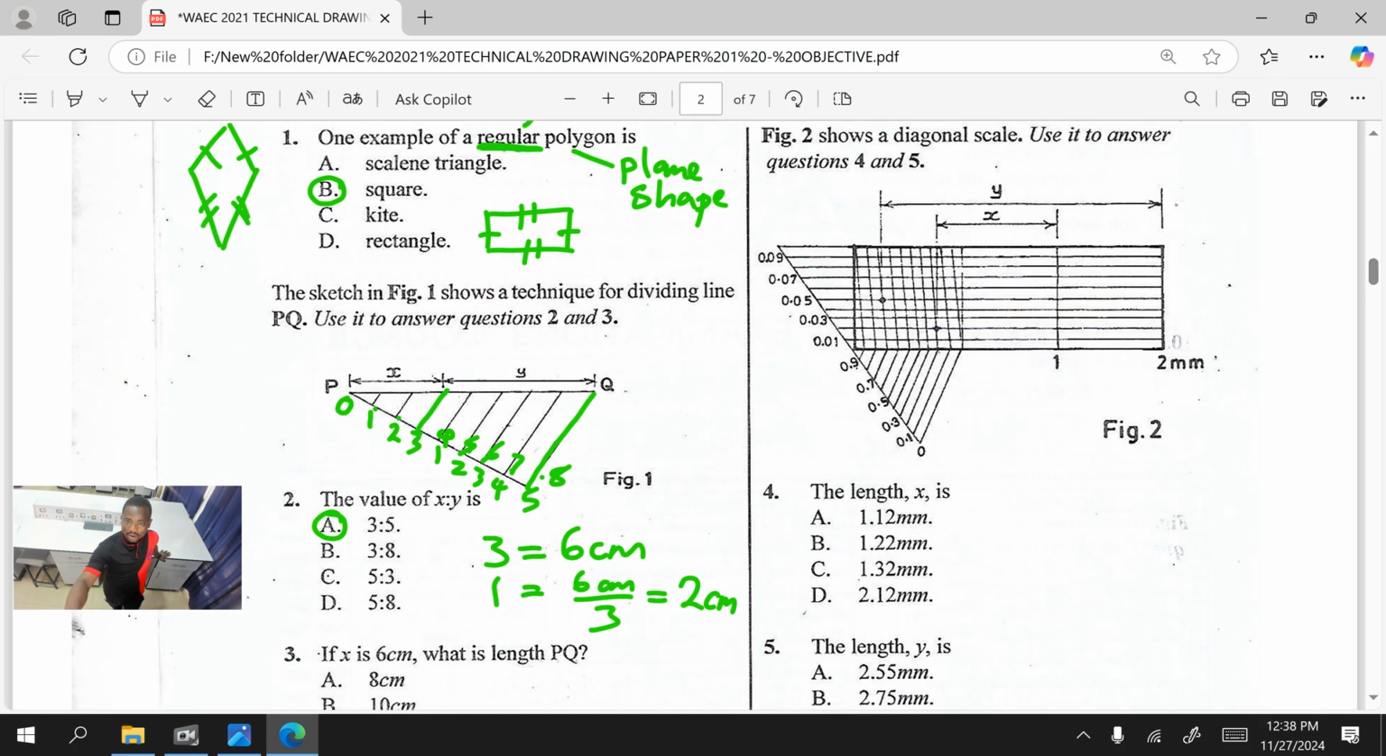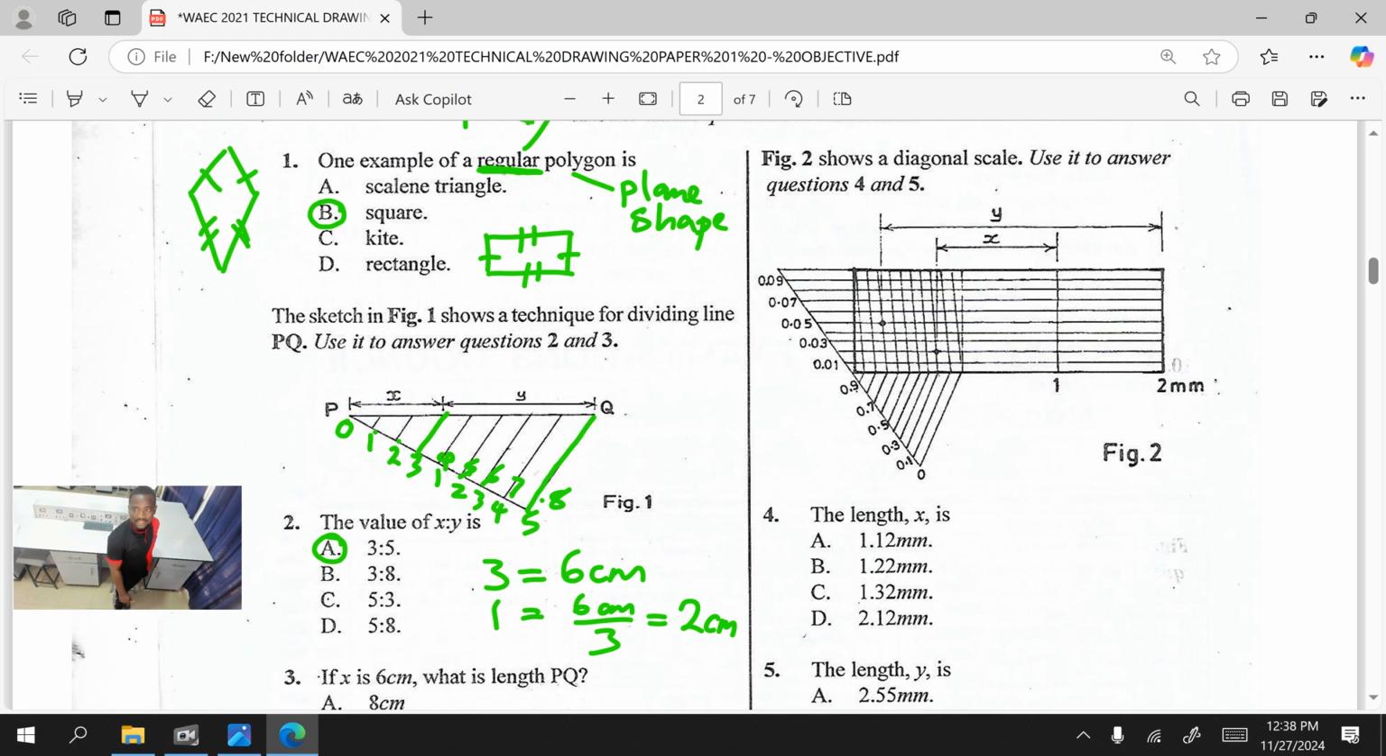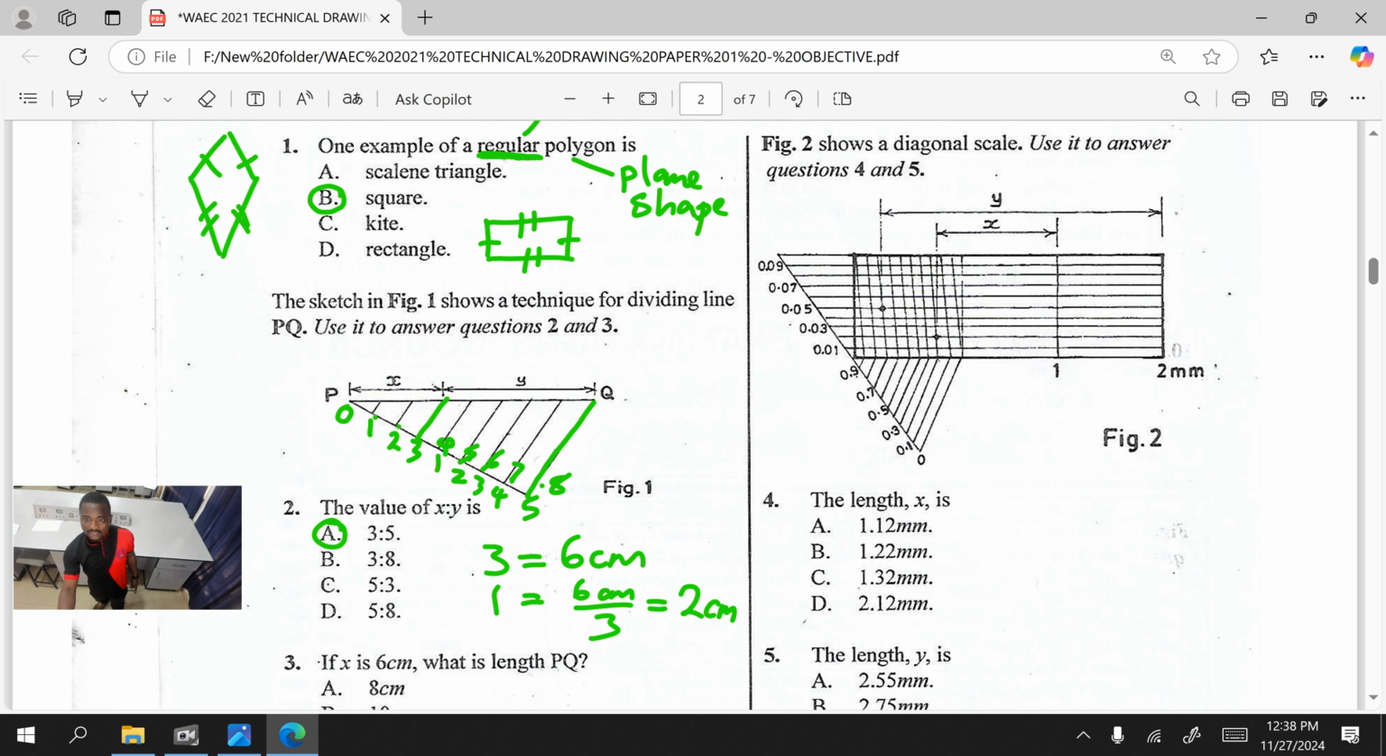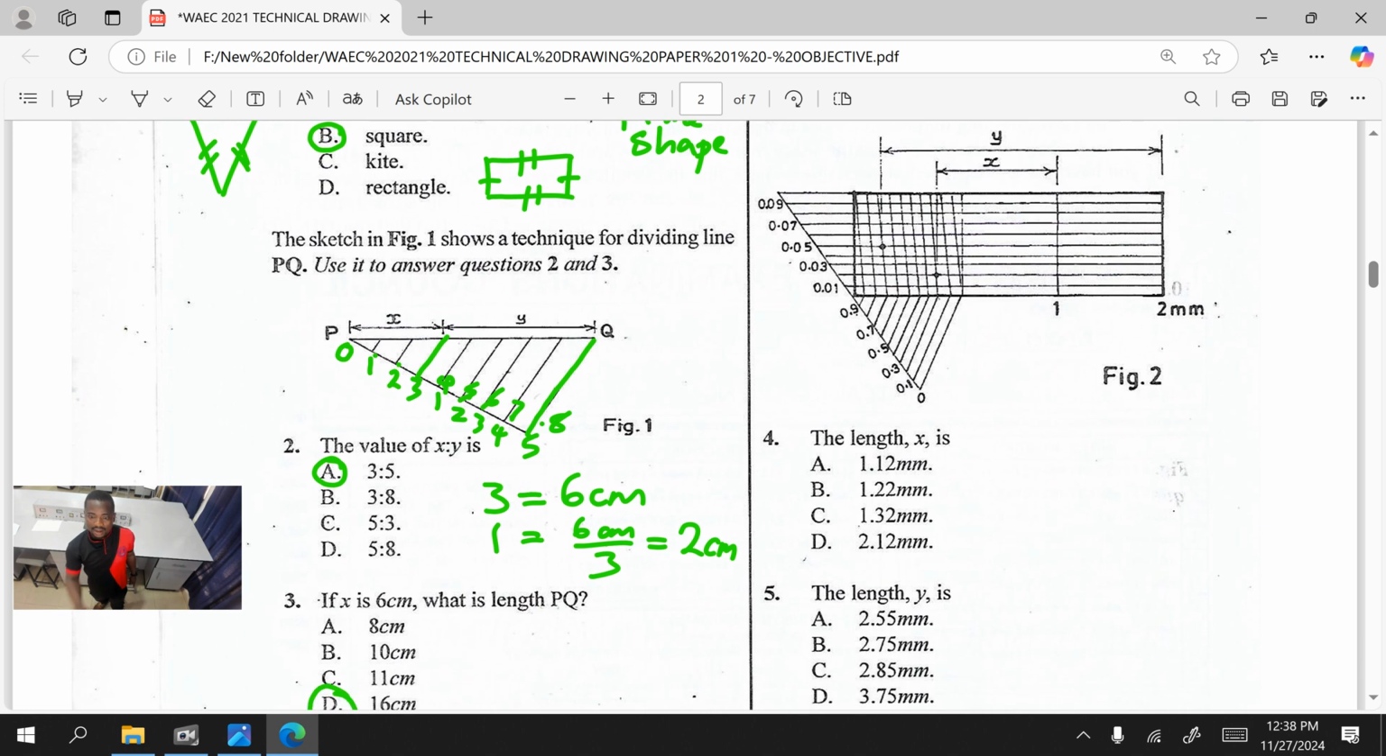Good. Question 4, it says figure 2 shows a diagonal scale. What you are looking at is a diagonal scale for figure 2. Use it to answer question 4 and 5. So we are using this scale to answer question 4 and 5. Good. The length X, you can see where X is. The length X is dash.